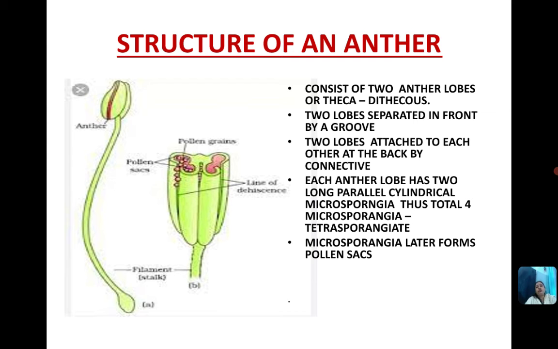Now, each lobe harbors two cylindrical structures, which are called the pollen sacs or microsporangia. Thus, each theca has two sporangia, so overall 4 microsporangia are present. So, we call an anther a dithecous tetrasporangiate structure. These microsporangia later mature into what is known as the pollen sac, and within this pollen sac, the pollen grains are produced.